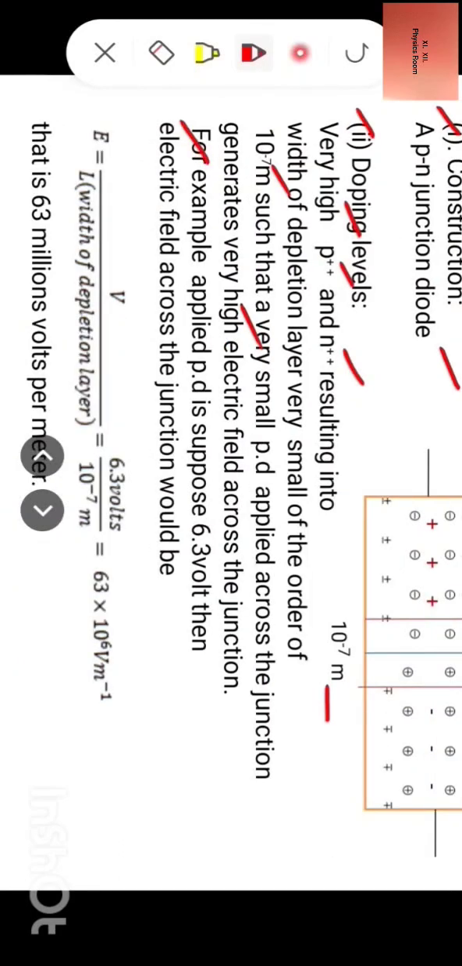For example, applied PD is suppose 6.3 volt, then electric field across the junction would be E is equal to V by L, where L is width of depletion layer. So therefore we have 6.3 volts divided by 10 raised to power -7 meter, which comes out to be 63 into 10 raised to power 6 volt per meter. That is 63 million volt per meter. So it is a tremendous electric field applied across the junction when we apply 6.3 volts as PD across the junction.